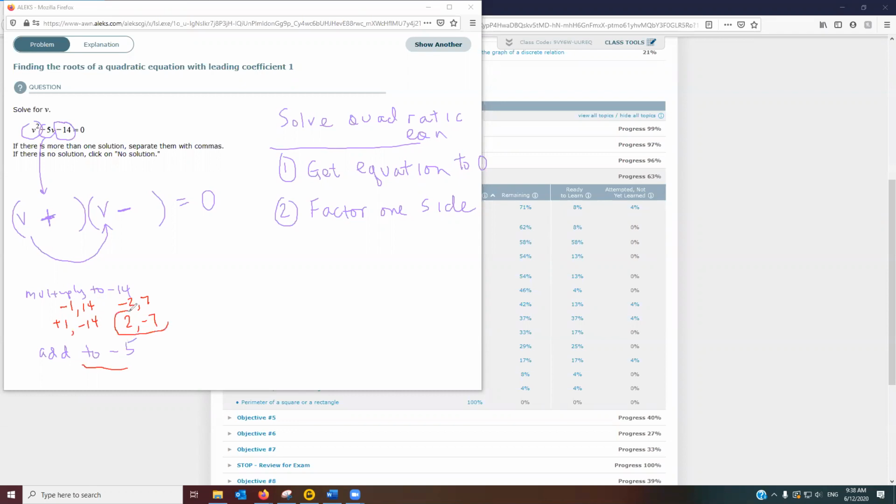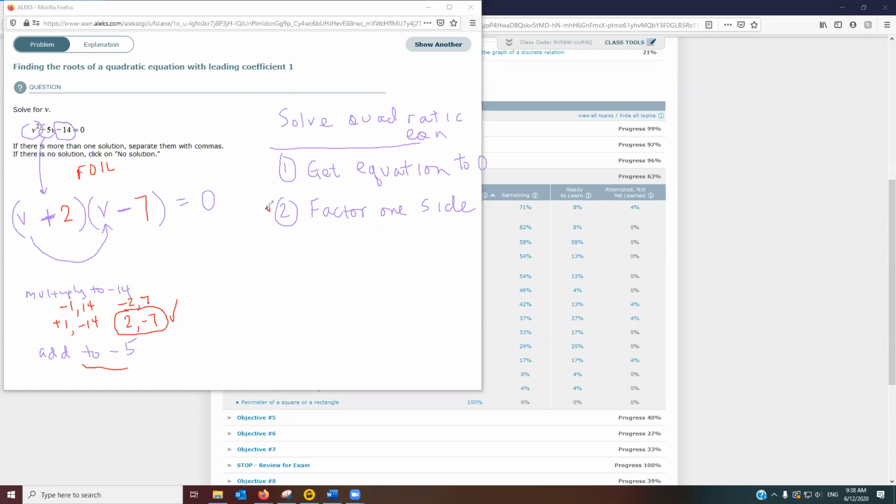I could see it's right here, this one. Those two numbers add to negative 5. So I'm going to make this v plus 2 and v minus 7. And again, I could double check that my factoring was correct by re-multiplying this back using FOIL and confirm I get back to the starting equation.